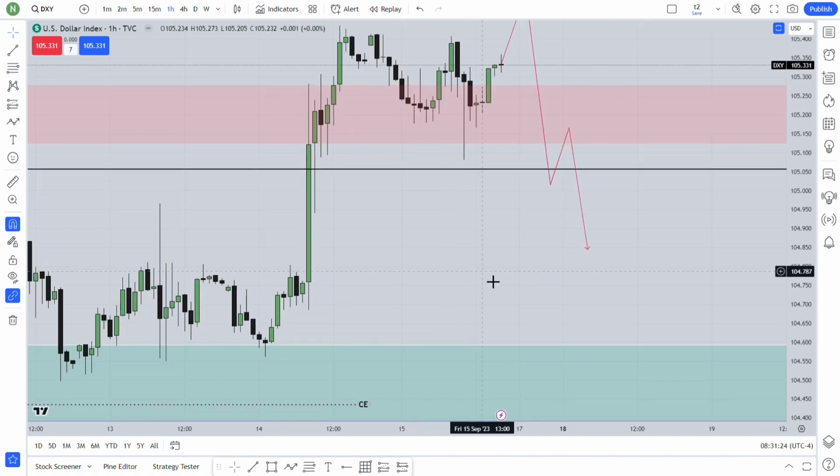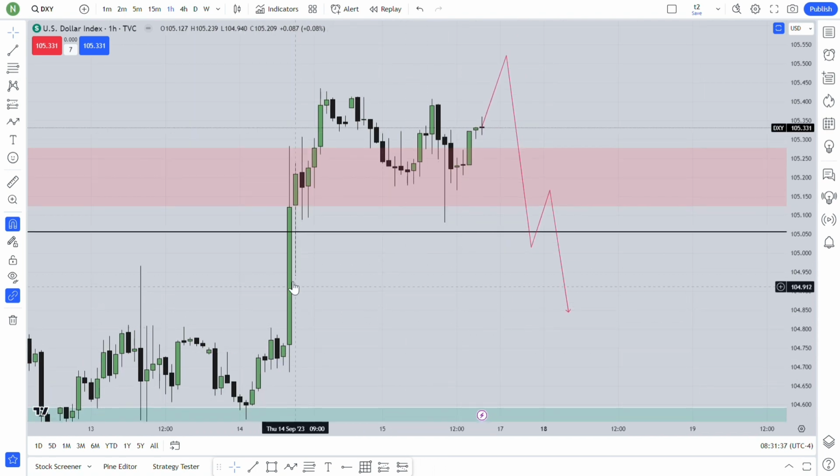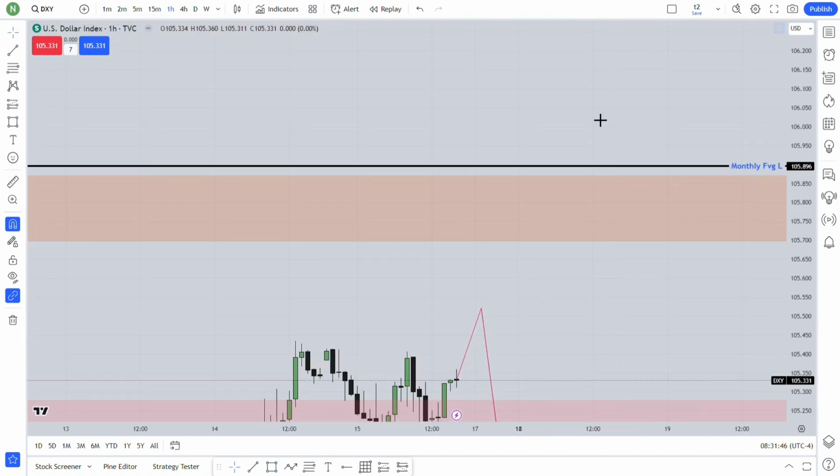And if it really would like to go lower, then it will clean all of this liquidity. But I do not want to see this actually. I don't want to see price come to this low. If it comes lower, then this fair value gap would be its last test to trade.